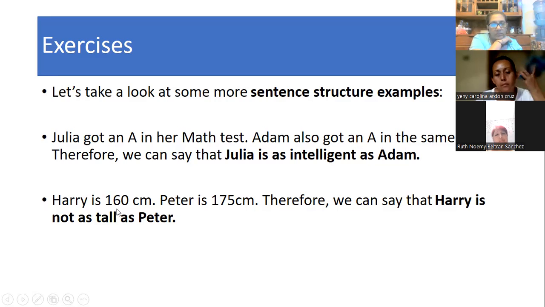Harry is 160 centimeters. Peter is 175 centimeters. Therefore, we can say that Harry is not as tall as Peter, right? Because Peter is? Yes, 15 centimeters. Taller. Peter is taller. So Harry is not as tall as Peter. What is the meaning of therefore? Therefore, por lo tanto.